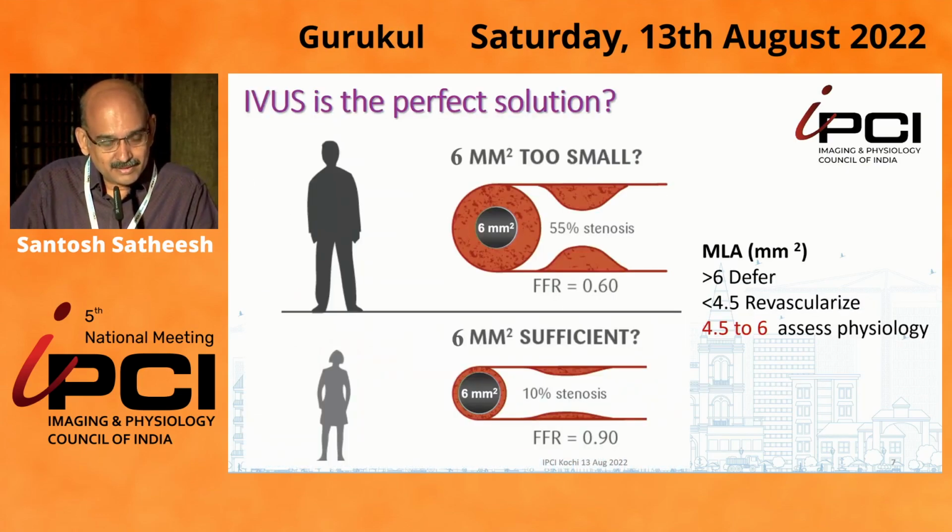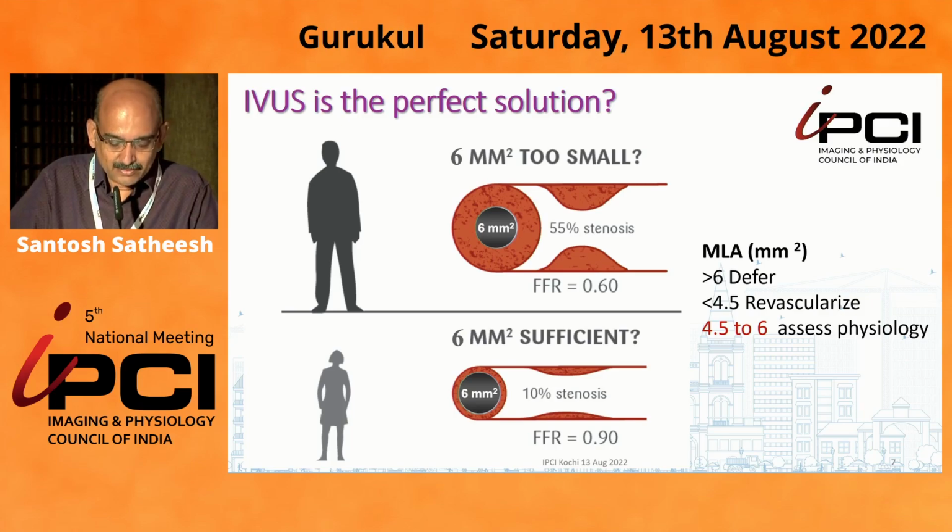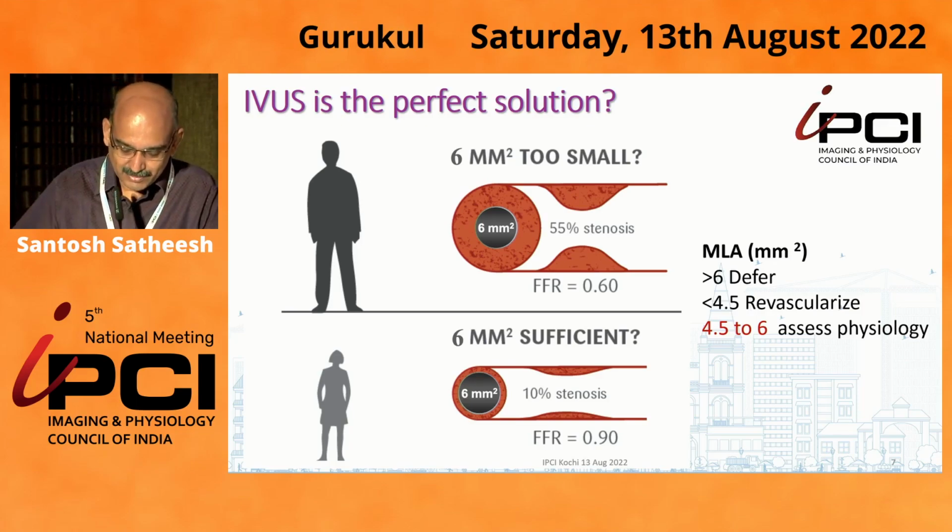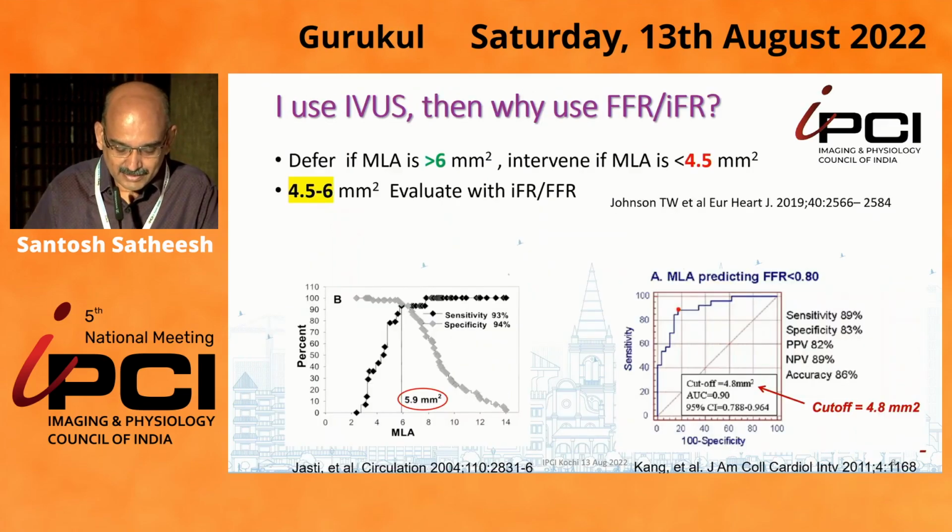IVUS is considered a perfect solution, but a person who is 6 feet tall and 100 kilograms and a frail old lady of 40 kilograms may not share the 6 millimeter cutoff that is used for IVUS. The classical teaching is that an MLA of more than 6 is defer, and less than 6 we should revascularize. That has recently been modified: less than 4.5 you should definitely revascularize, and 4.5 to 6 we should assess the physiology. So why is that?